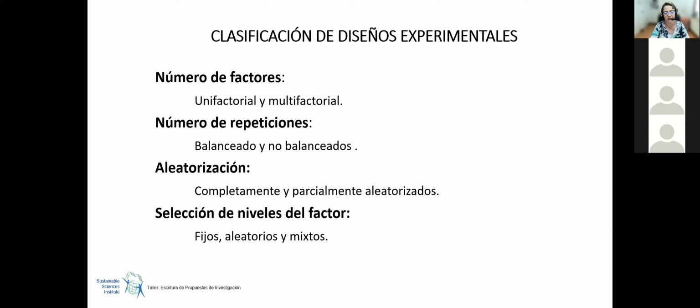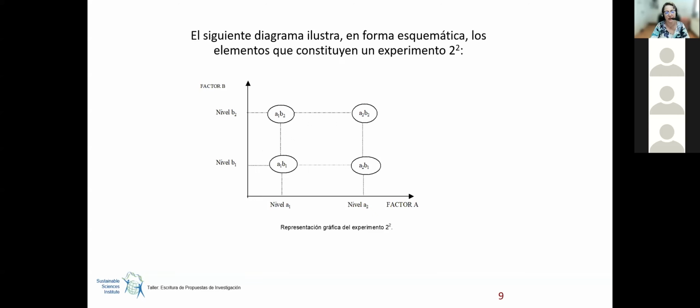The number of factors: you can have uni or multifactorial experiments. You can have balanced or unbalanced repetitions between groups. I can have a randomization process that can be complete or partial, and also the selection of the factor levels. They can be fixed, randomized, or combined.